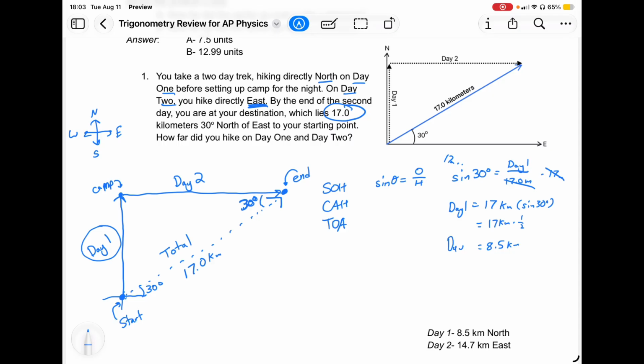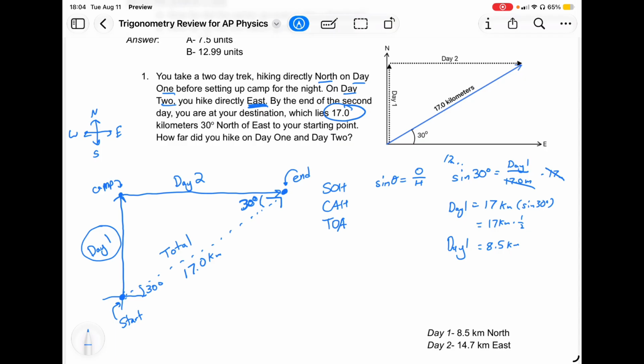So for day one, we went 8.5 kilometers. Now, that is the distance that we went on day one, all right? If we want to make this a vector, meaning give both a magnitude and a direction, the vector version of distance is displacement. Don't worry about that. We're going to talk about that in our first unit when we start talking physics proper.